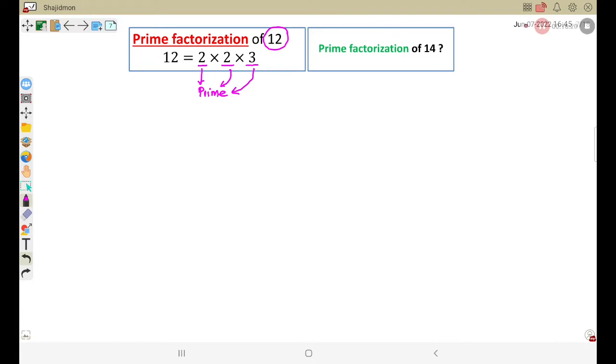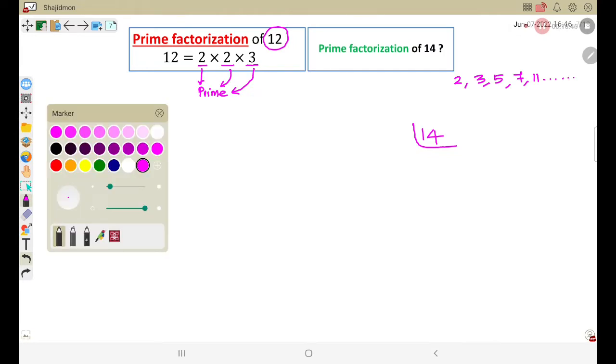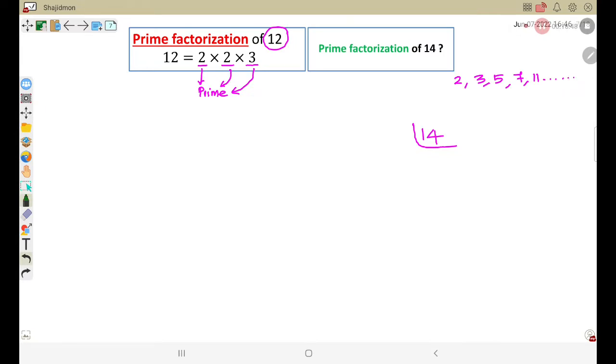For example, one question is there. What is the prime factorization of 14? So we can divide 14 by a prime number. Keep in mind what the prime numbers are: 2, 3, 5, 7, 11, and it continues like that. Correct? We only divide by prime numbers. That is the meaning of prime factorization.